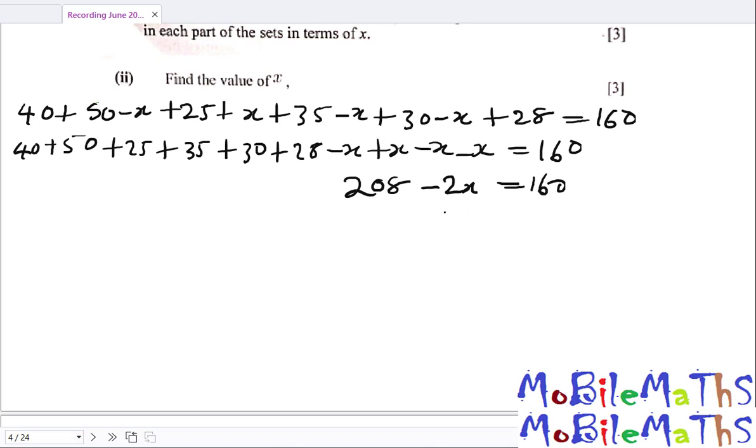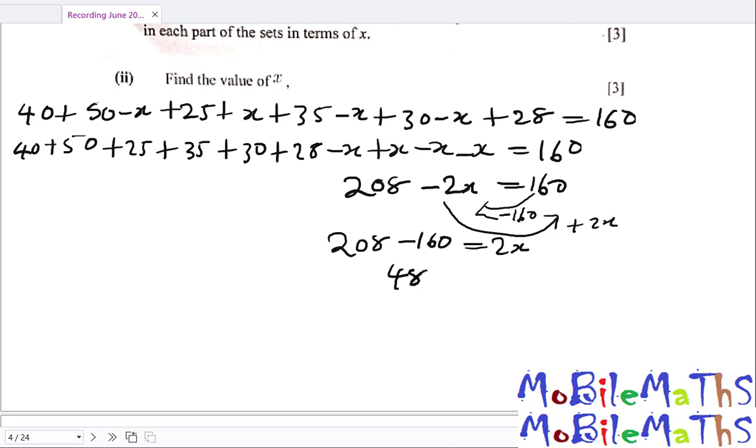Okay, simplifying, I'll get these two to go that side and my 160 this side, then it becomes minus 160. The 2x becomes plus 2x. So I'll have 208 minus 160 is now equal to 2x. Subtracting, I'm getting 48 is equal to 2x.